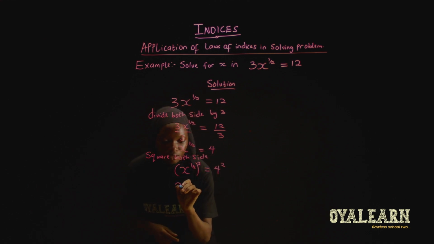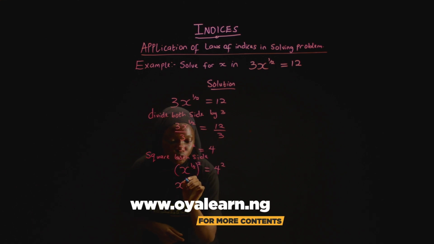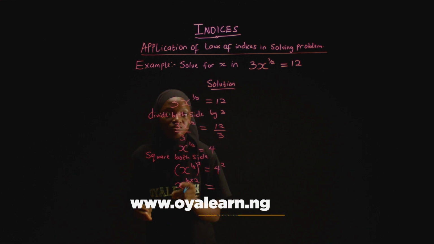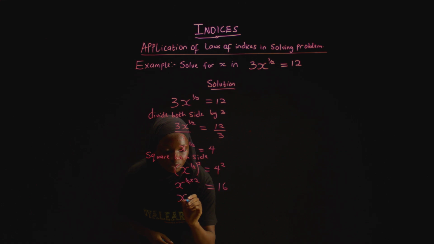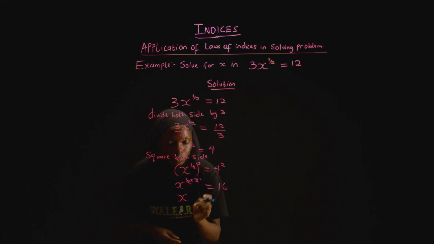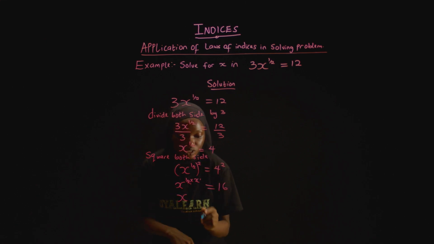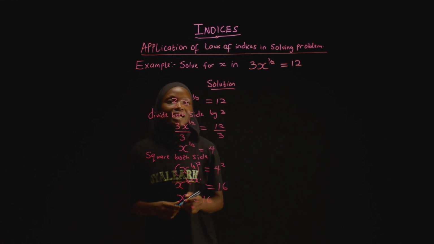So here, the powers will multiply each other. So we have 1/2 times 2 on the left, equals 4 raised to the power of 2. That means 4 times 4, which gives us 16. And here we are left with x raised to the power of 1/2 times 2, that's 1 over 1, which is 1. And x raised to the power 1 will give us x equals 16. And that gives us the answer for x.